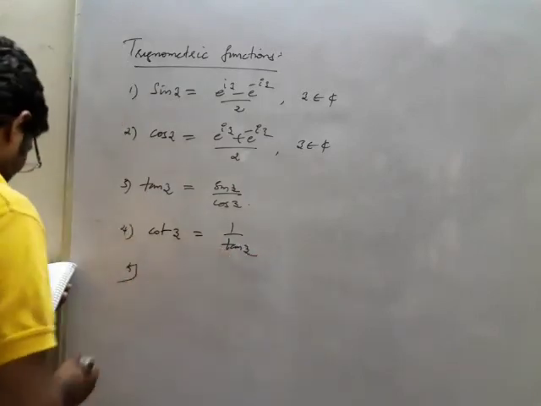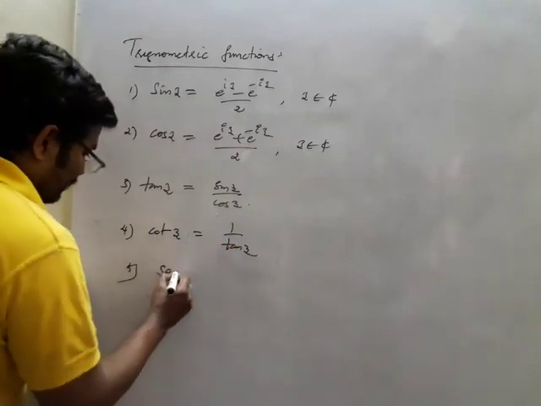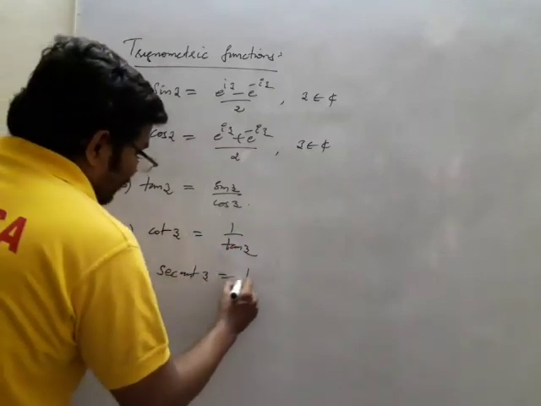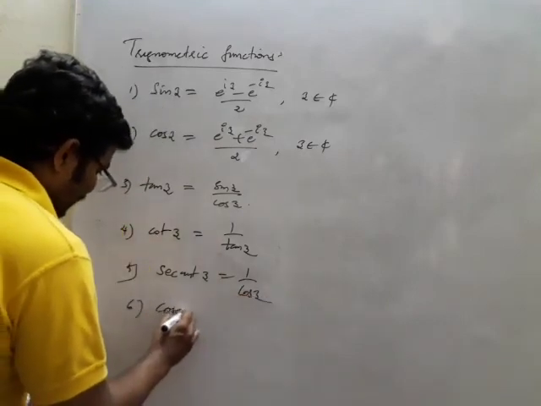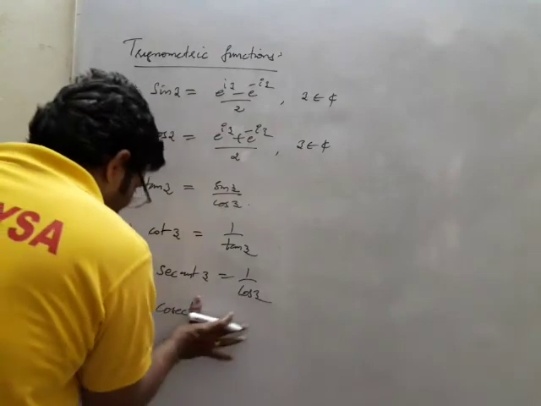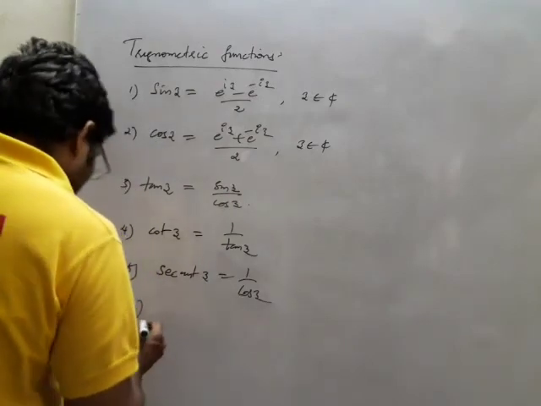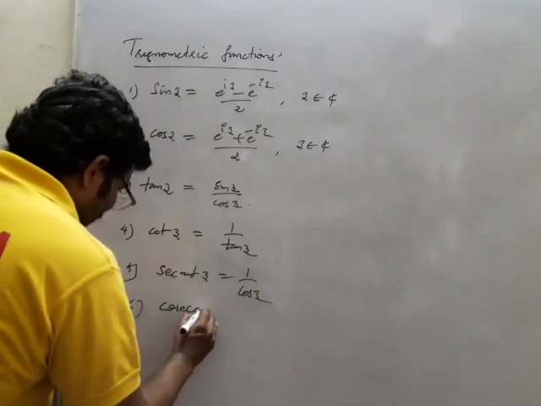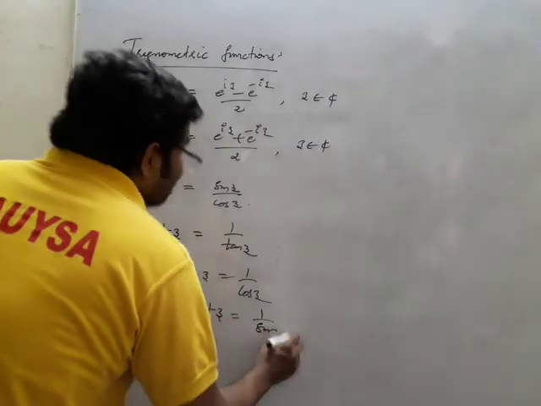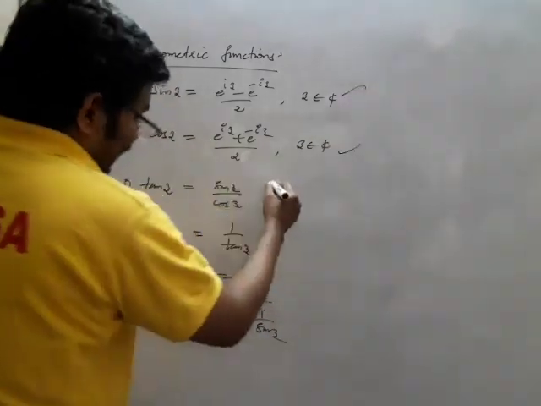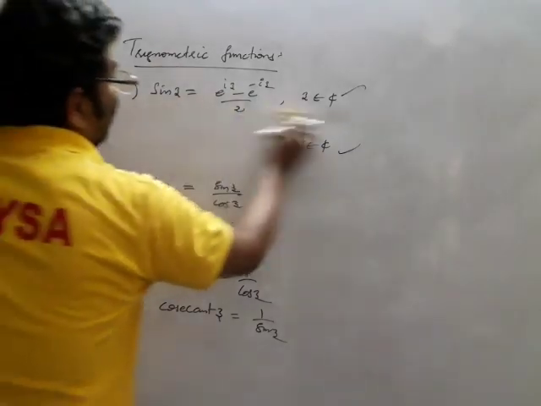Fifth one, secant z is equal to 1 by cos z. Sixth one, cosecant z is nothing but equal to 1 by sin z. If you know these two, you will be getting all those values. This is how you can do it.